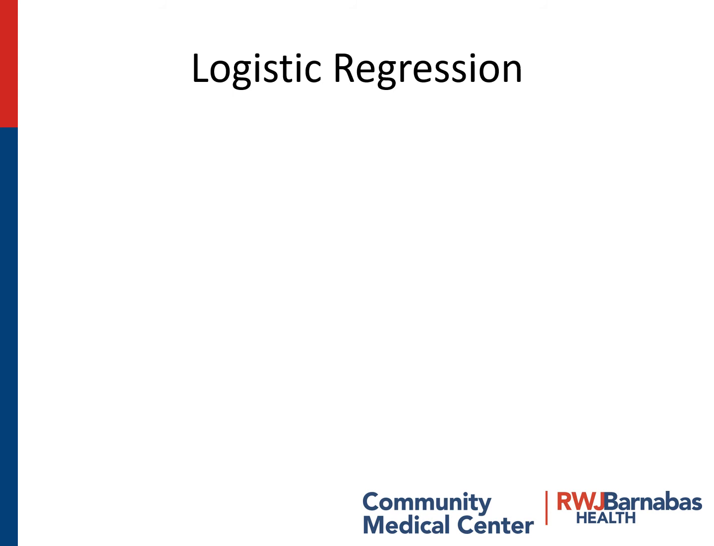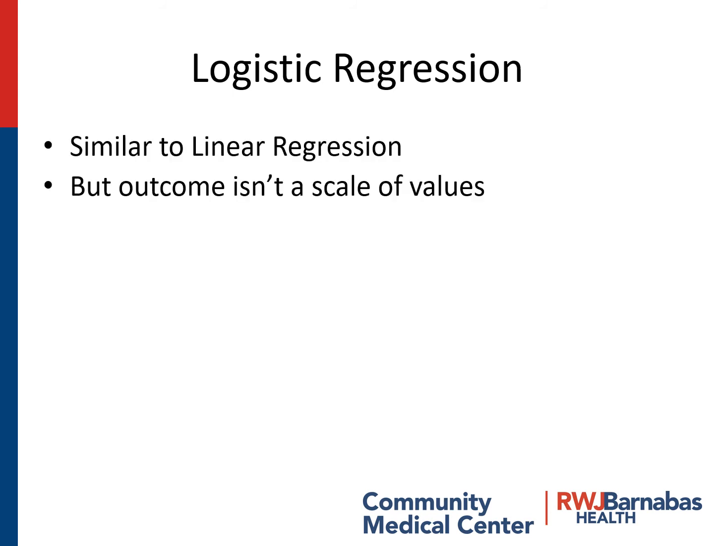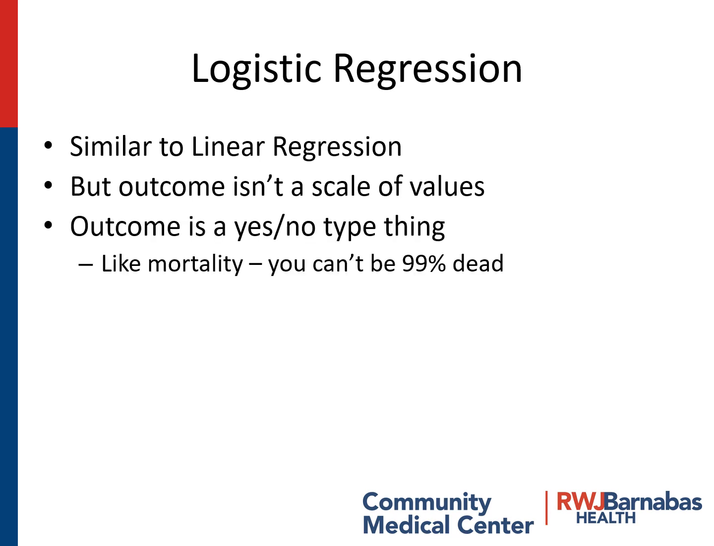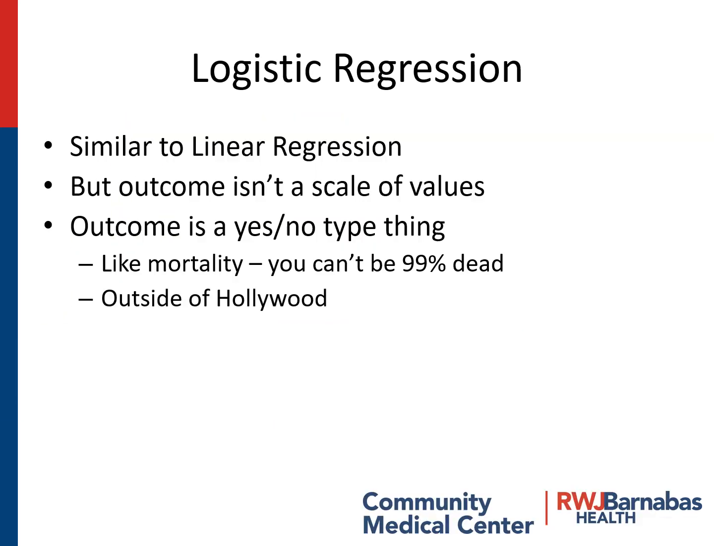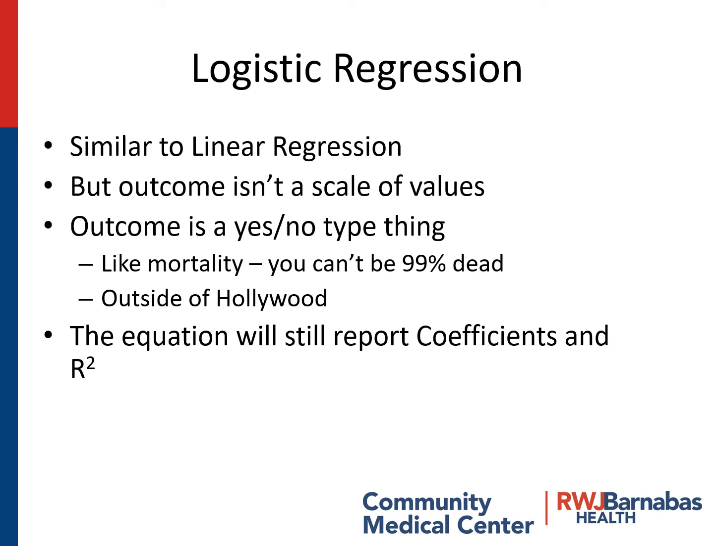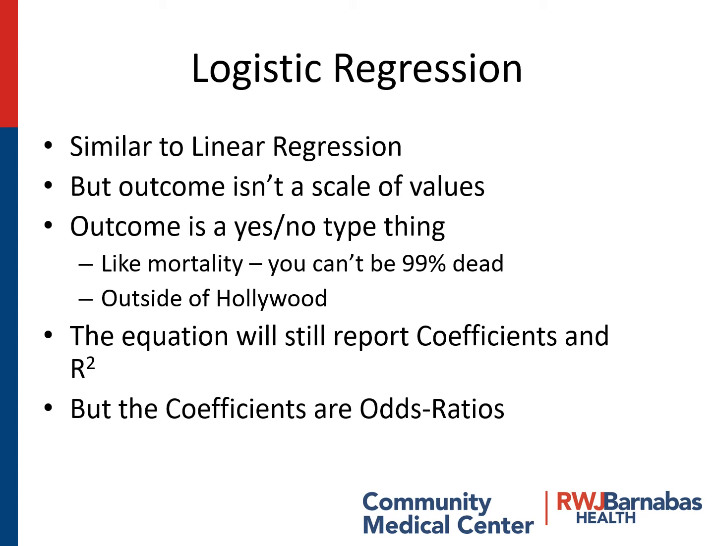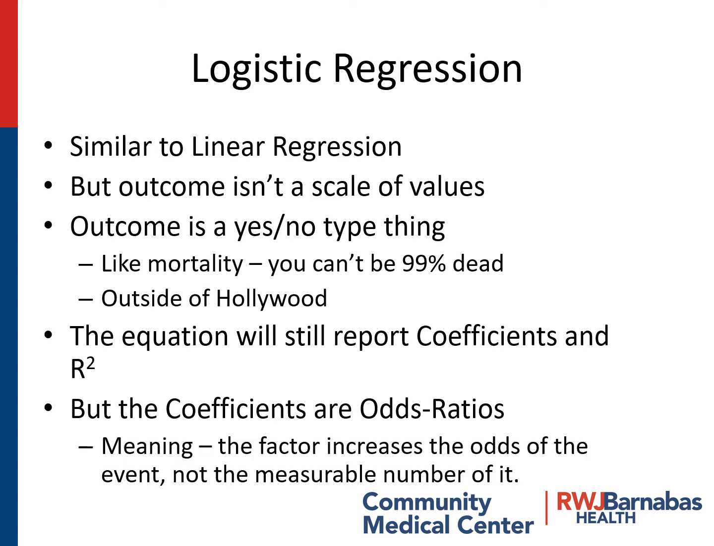Logistic regression is another type of regression. And it's similar in construction, except the outcome isn't a scale of values, but instead it's a yes-no thing, like mortality. You can't be 99% dead, outside of Hollywood. The equation will still report coefficients and an R-squared, but the coefficients are odds ratios. So it's the odds of the outcome occurring given that a particular input was present.